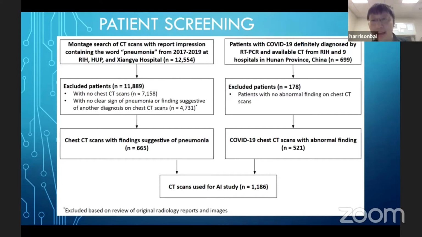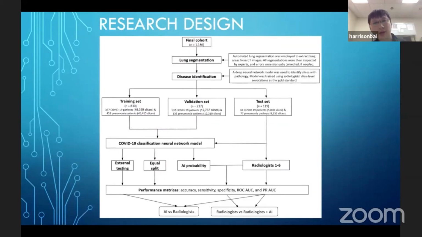For our COVID-19 cohort, we identified patients by positive RT-PCR and also available CT from 1 hospital in the United States and 9 hospitals in Hunan province in China. We excluded patients with normal chest CT, and we identified a final cohort of 521 patients. So the total number of CT scans used for our AI study is 1,186.